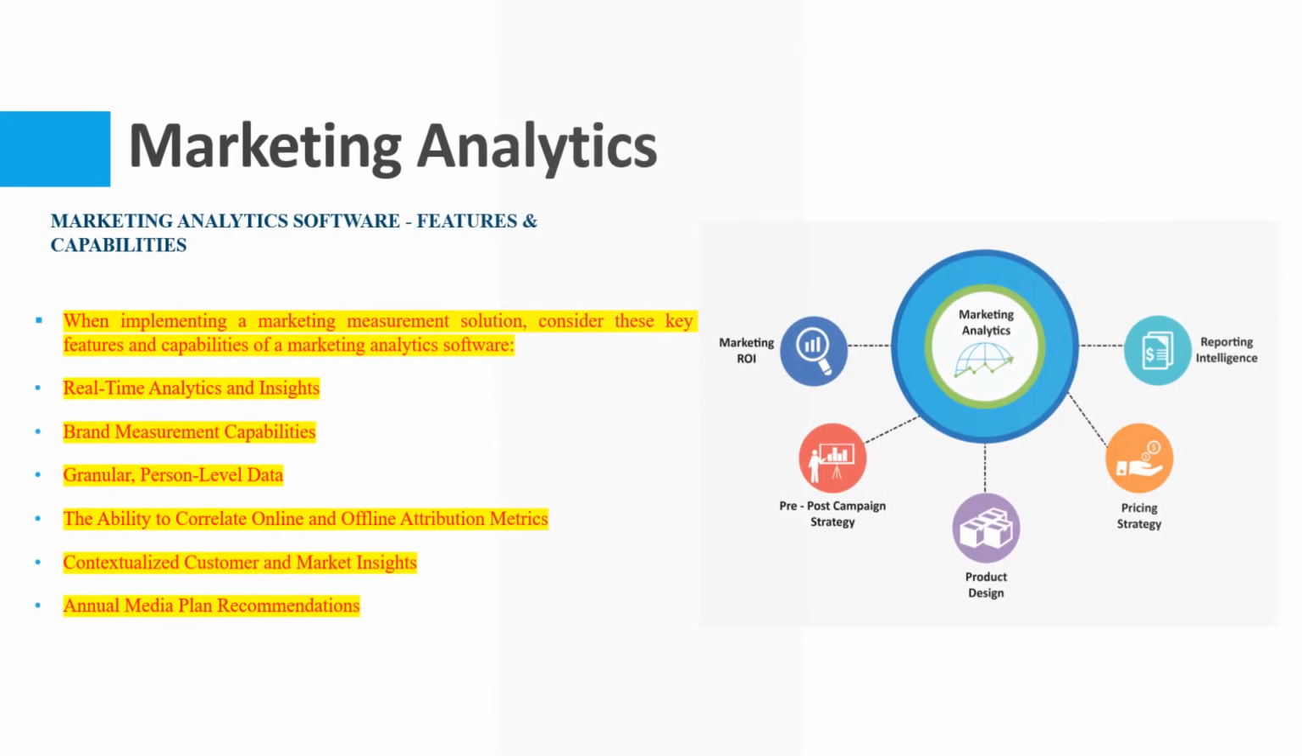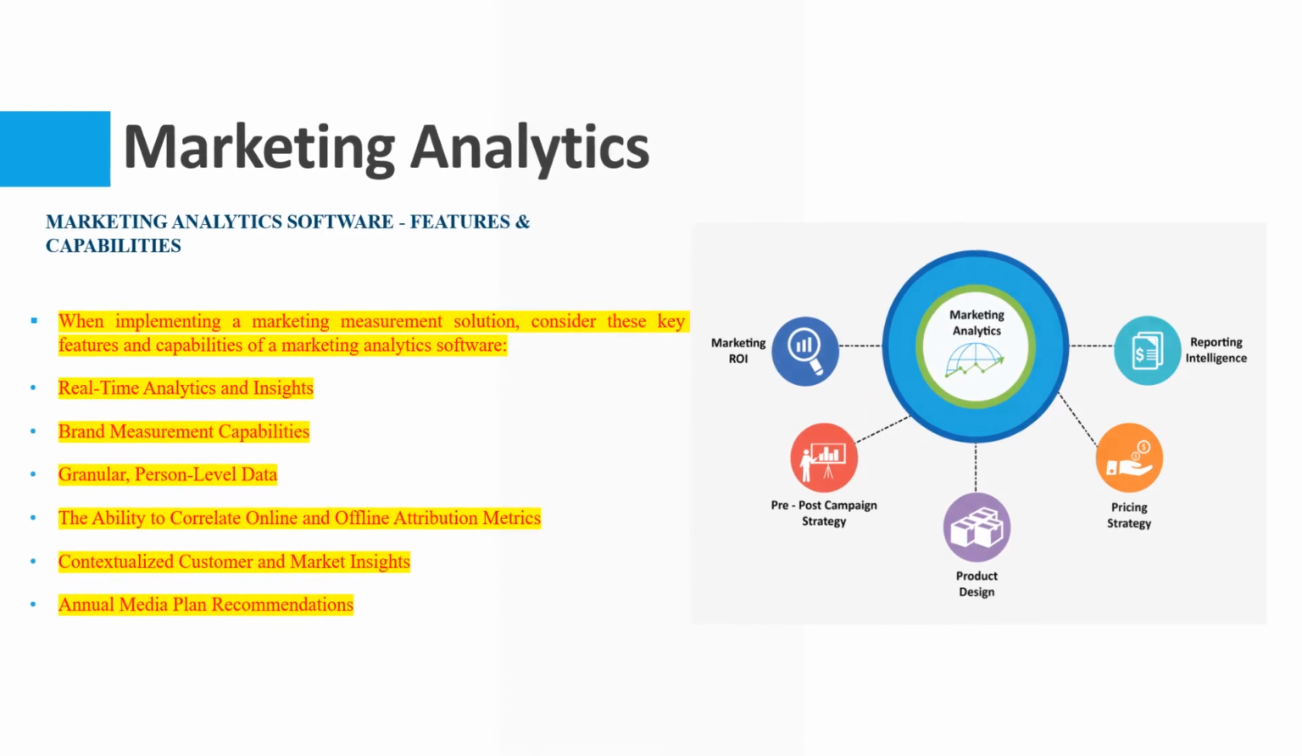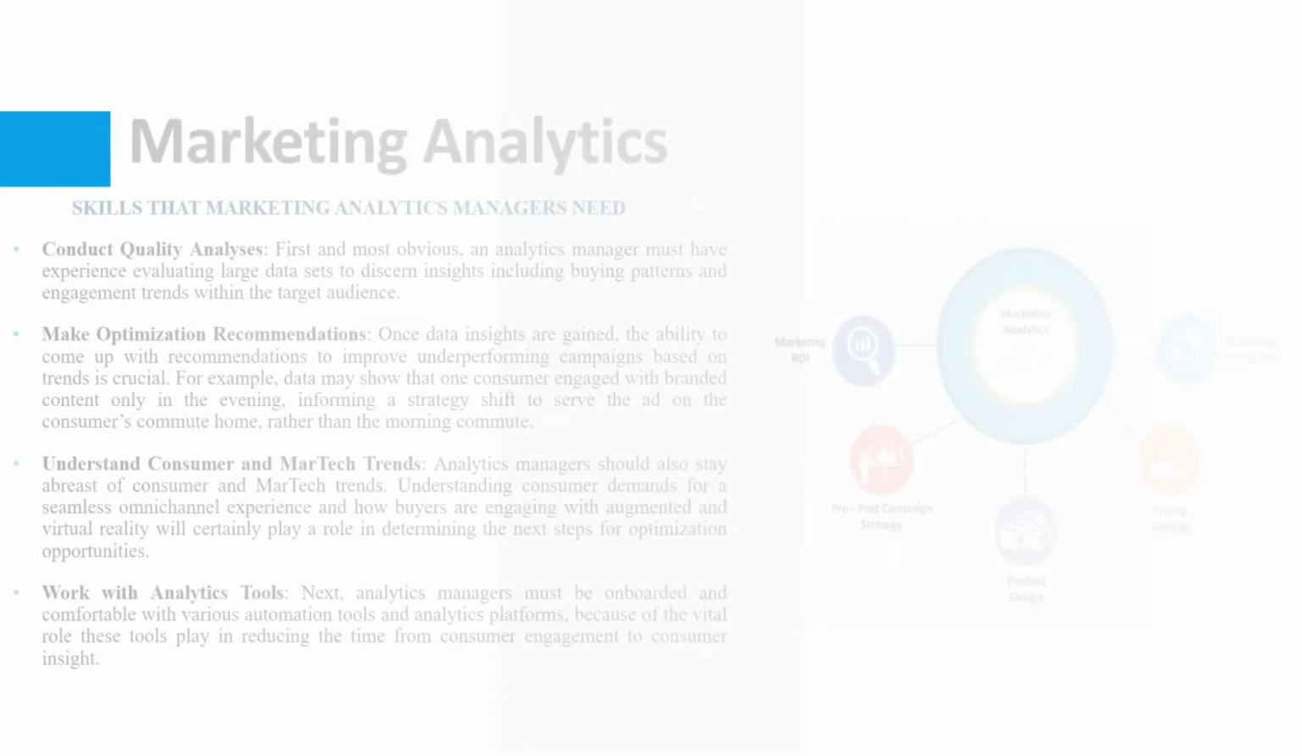Marketing analytics software features and capabilities. When implementing a marketing measurement solution, consider these key features and capabilities of a marketing analytics software: real-time analytics and insights. Brand measurement capabilities. Granular, person-level data. The ability to correlate online and offline attribution metrics. Contextualized customer and market insights. Annual media plan recommendations.